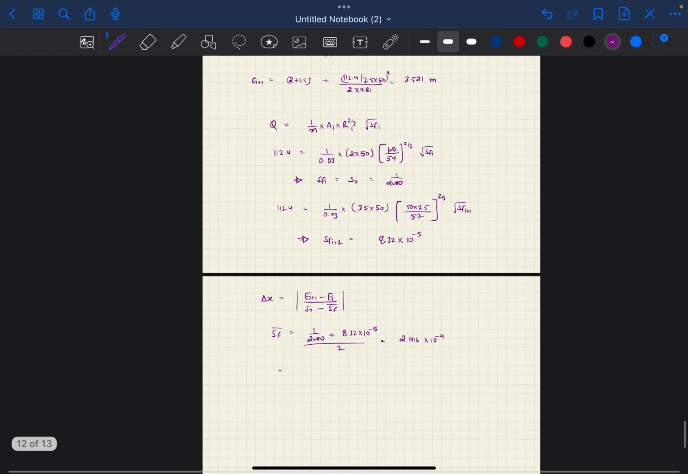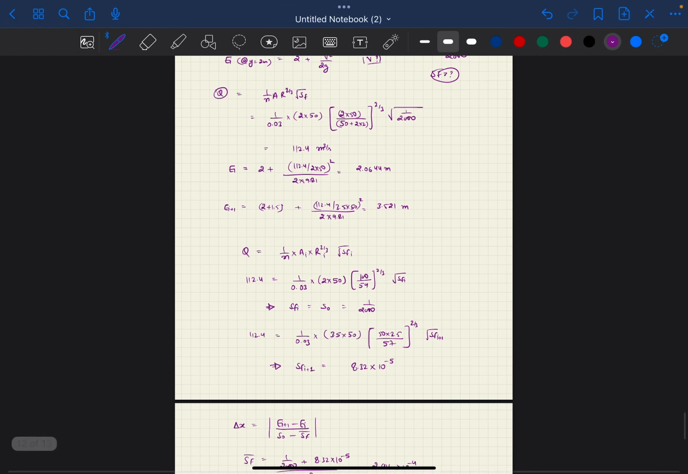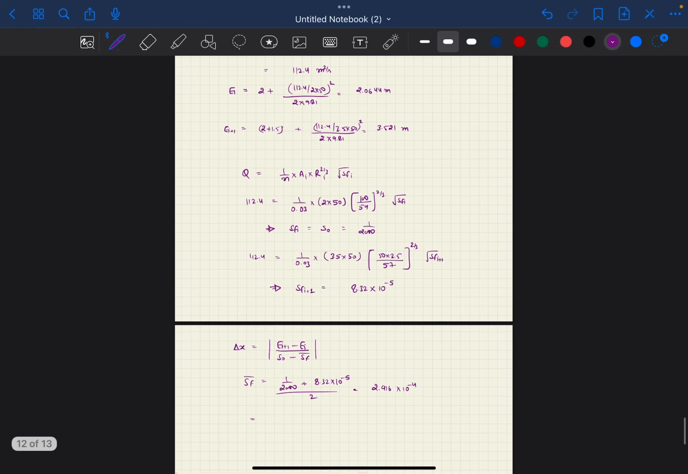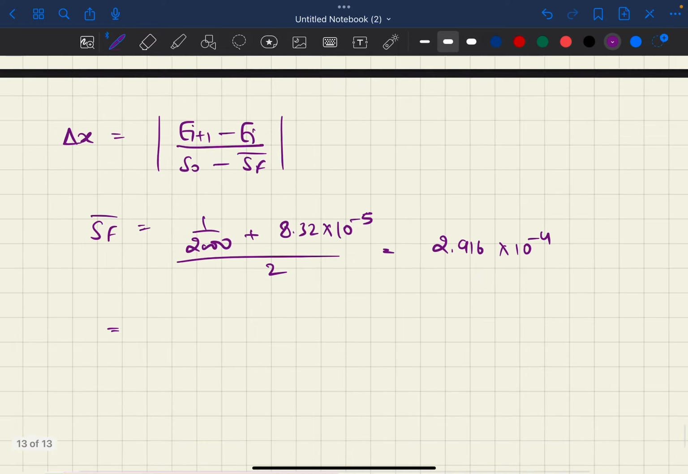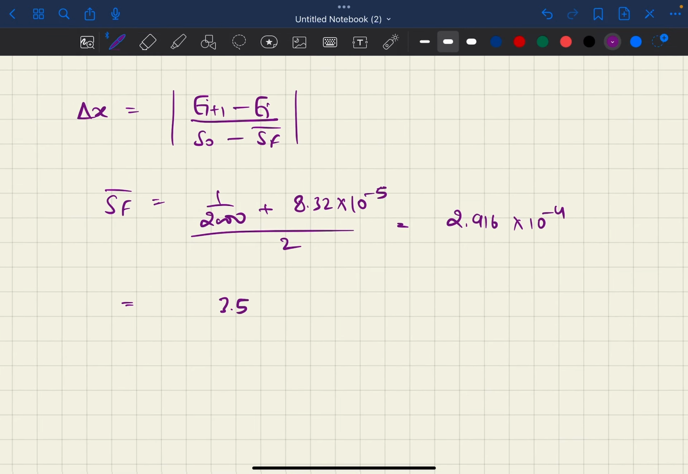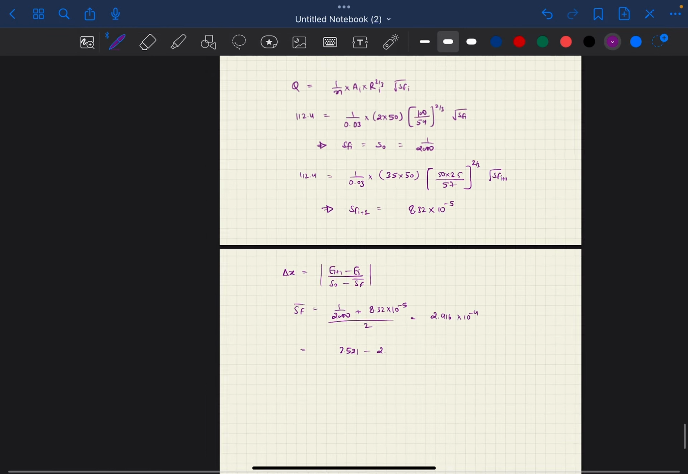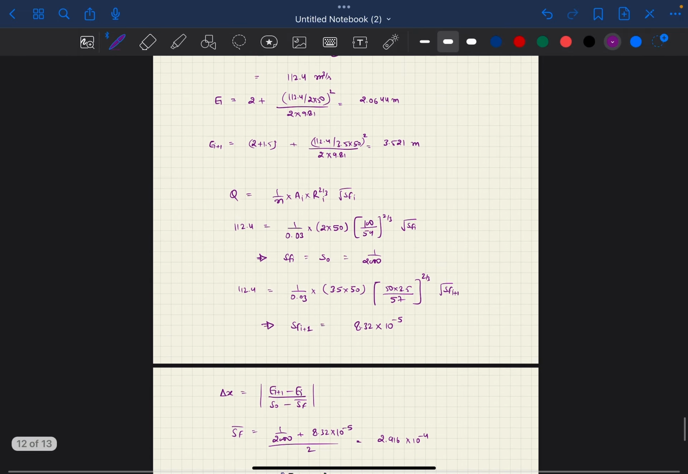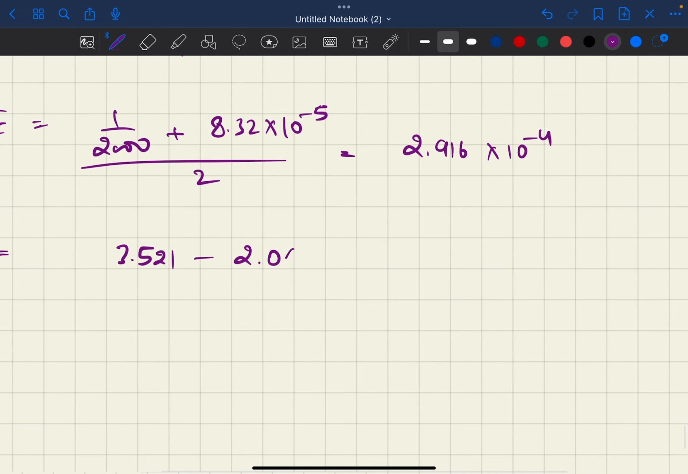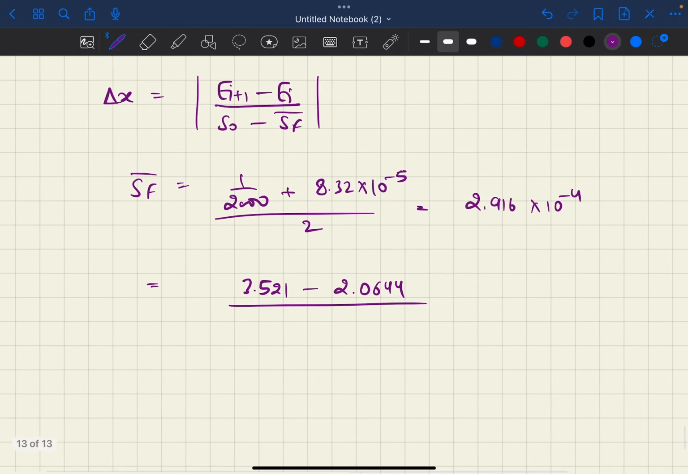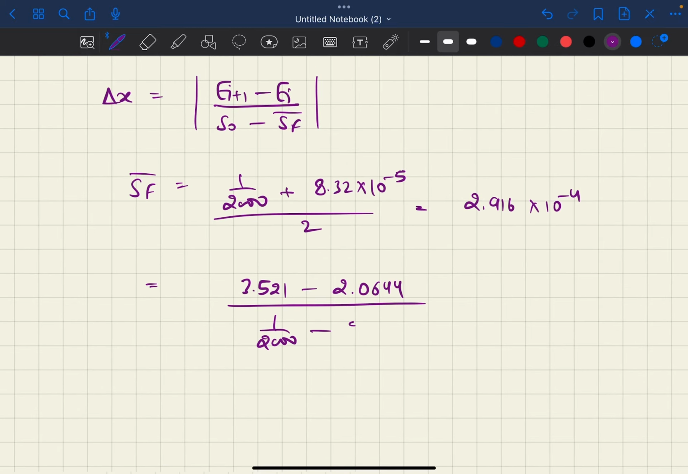So Delta x is equal to E(i+1), 3.521, minus Ei, 2.0644, upon S naught, which is 1 upon 2000, minus 2.916 into 10 raised to power minus 4, modulus. Let's see what result comes around.